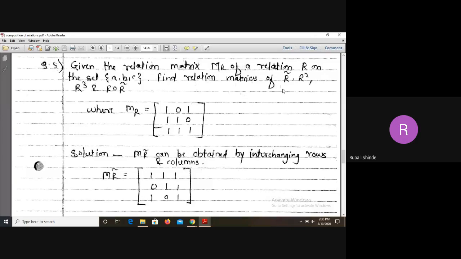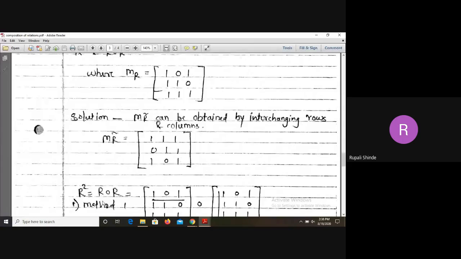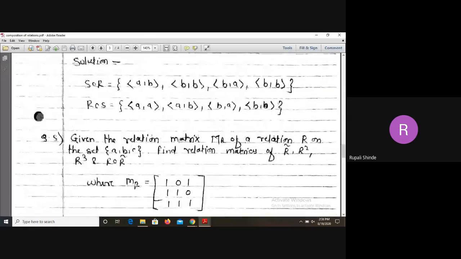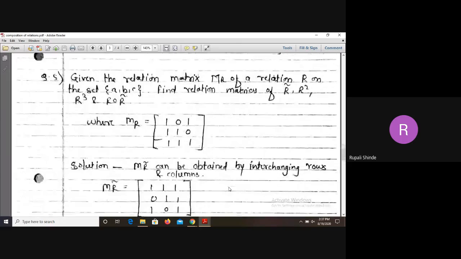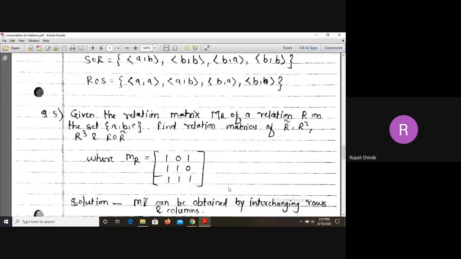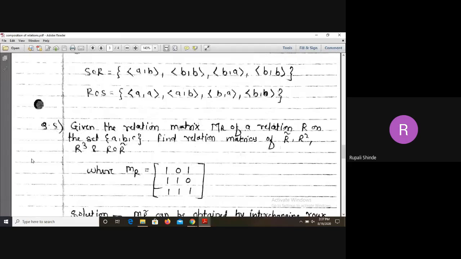Now find the matrix for R square. So what is the meaning of R square? This is equal to R composition R. Now the matrix for relation R is given. Now take its multiplication with the matrix of R again. So it will give you the matrix for R square. You have to take the multiplication of two matrices, that is M of R multiplied by M of R.